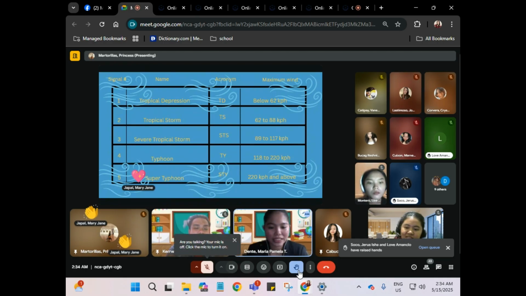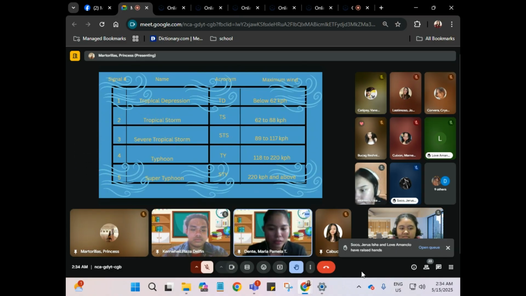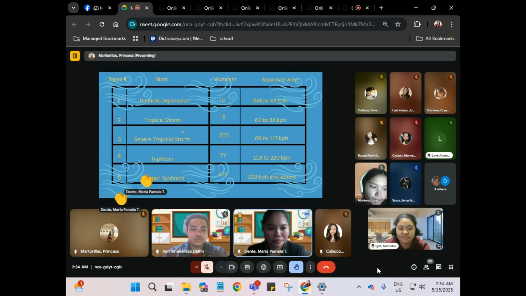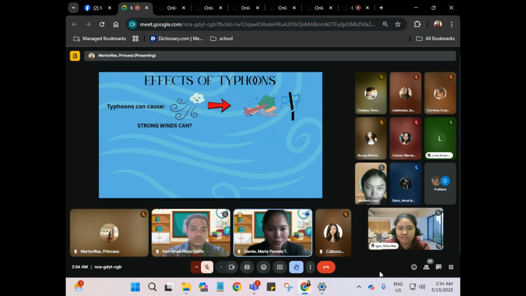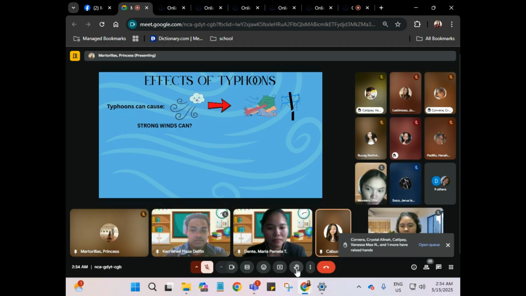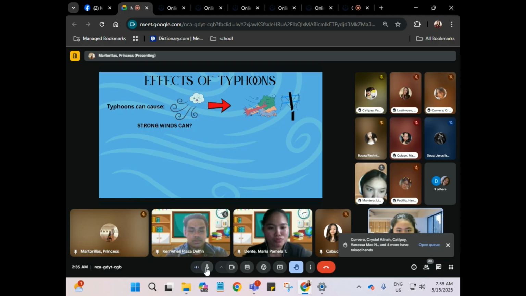All right. So next slide, teacher, please. We are now in the effects of typhoons, class. So these are the effects of the typhoons. Now help me to complete the sentence. Who would like to volunteer? Can I have Balondo again? Strong winds can. Okay, let's have Igot. Based on the picture, teacher, knocking down the trees.